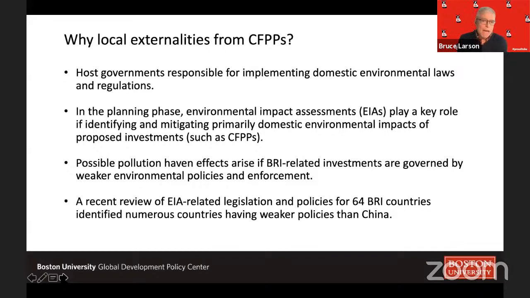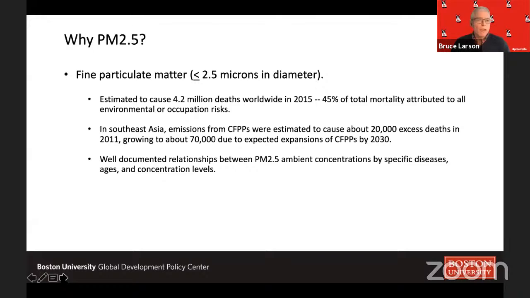There's been discussion about possible pollution halo effects that arise if BRI-related investments are implemented in areas with weaker environmental policies or weaker enforcement than in China proper. For example, a recent review of EIA-related legislation and policies in 64 countries related to the Belt and Road Initiative identified numerous countries having weaker policies than China, particularly around EIA regulations. So we're going to focus on local externalities and in particular PM 2.5.